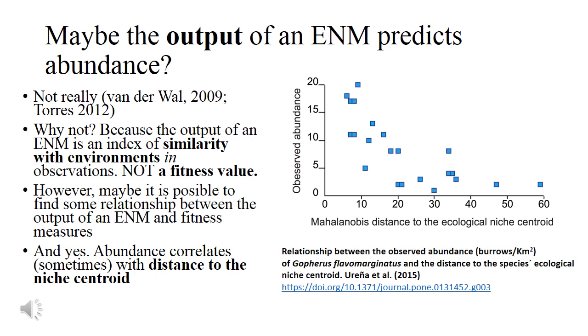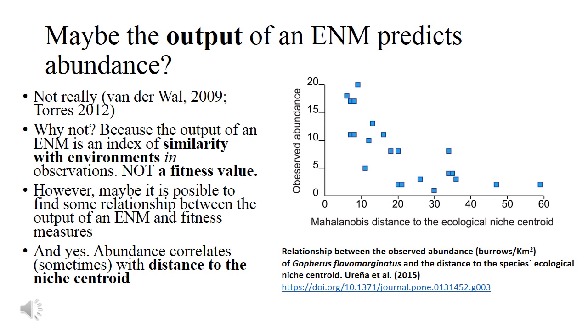However, it may be possible to find some relationship, and not surprisingly, people have not found consistent relationships between population abundance, for instance, which is a measure of fitness, and values of the raw output of Maxent. But if you order the outputs of a Maxent algorithm, then there is a relationship between the output of an ecological niche modeling algorithm and measures of fitness like population abundance.